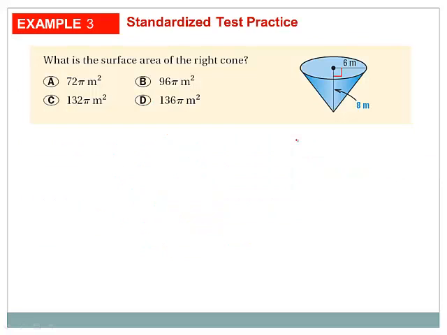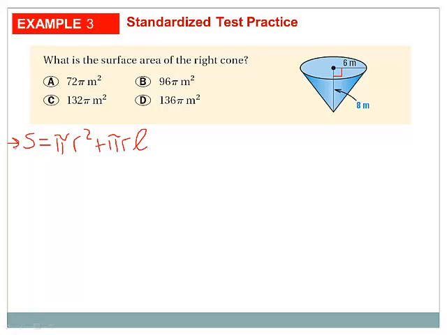Okay, this is asking for the surface area of the right cone. So what you have to know is that surface area of a right cone is pi times the radius squared plus pi times the radius times the slant height. So all you have to do is basically know this formula.